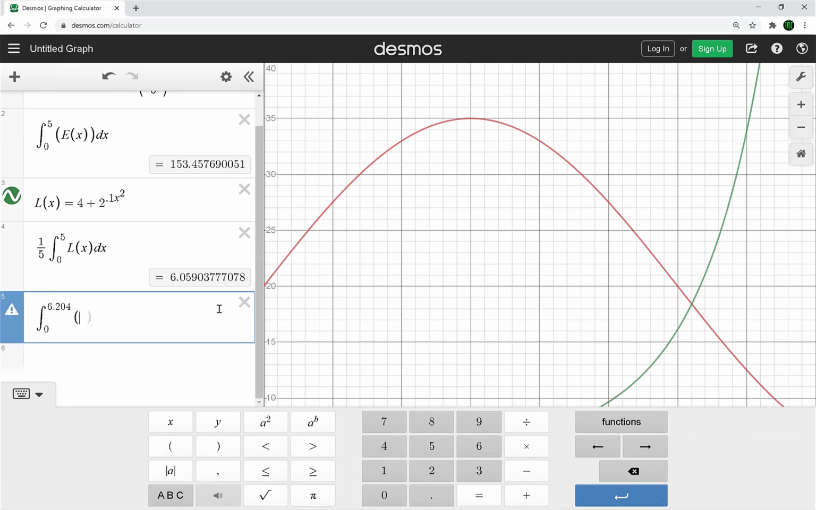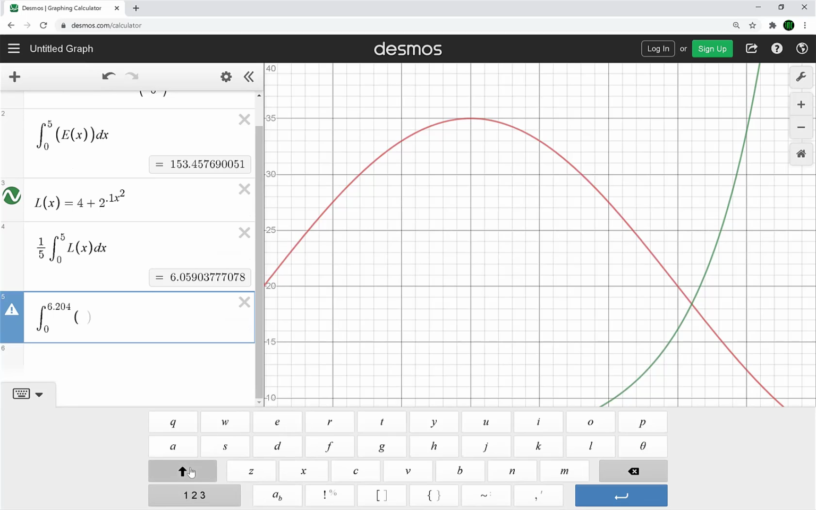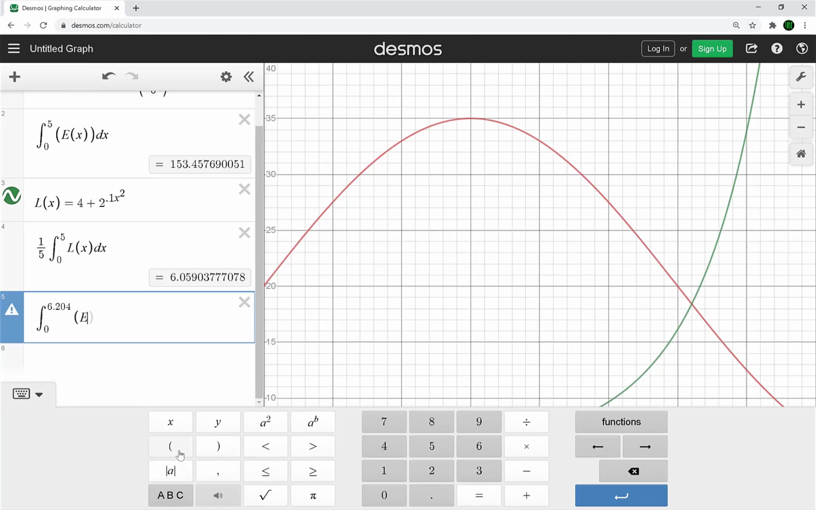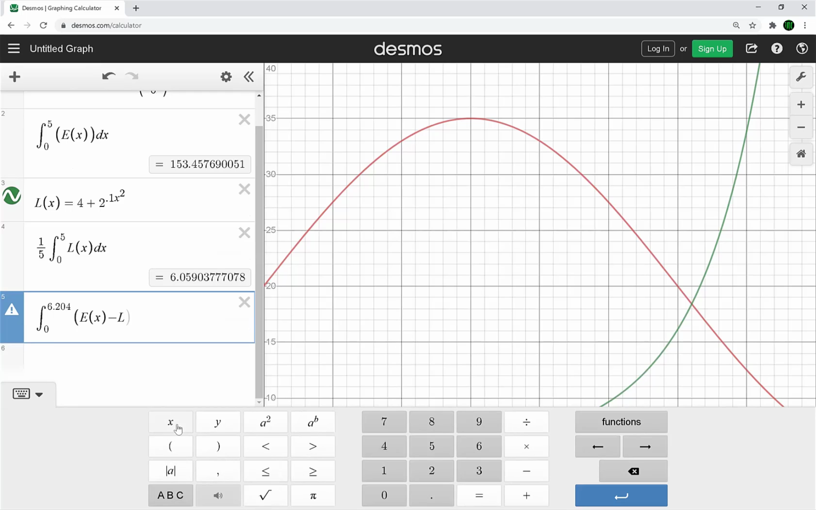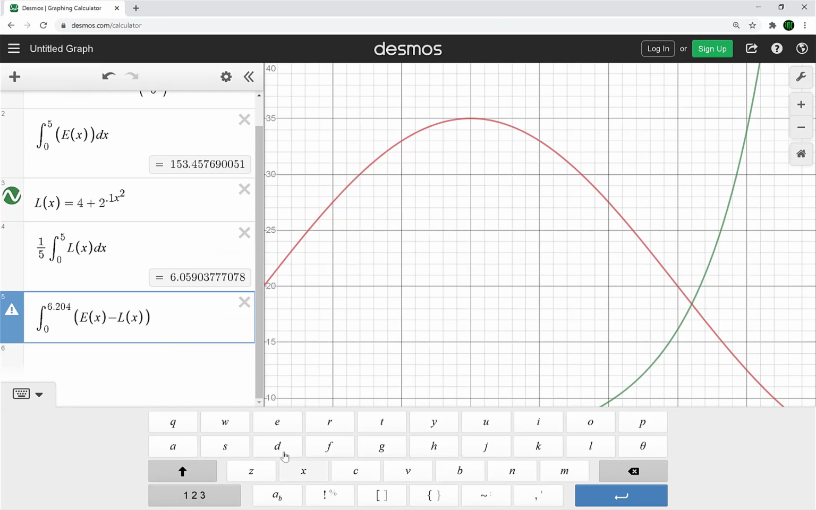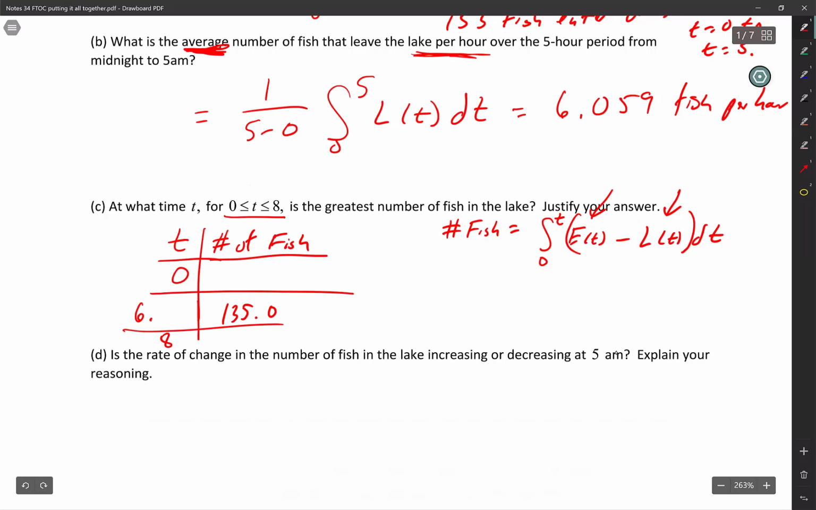And then I'm just going to go e of x minus l of x. Close. And it's not going to calculate anything until I put the dx in there. Dx. And there it is, guys. So 135.014 or 015 if it's rounded.